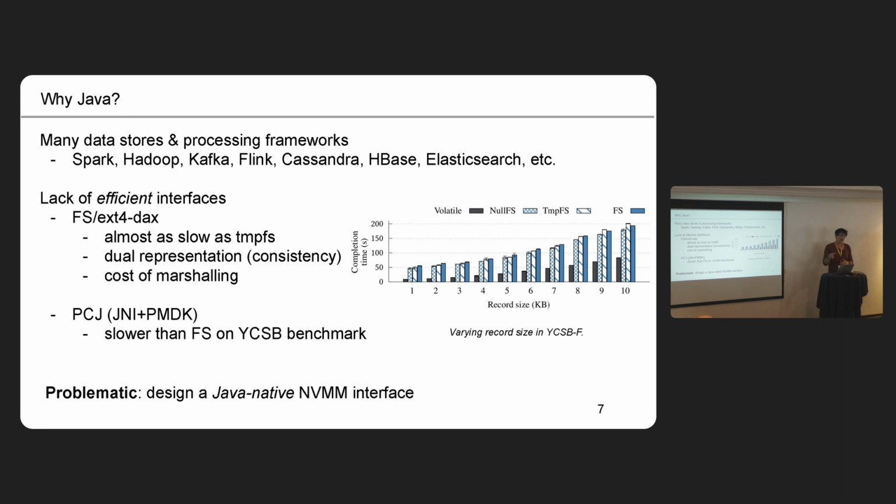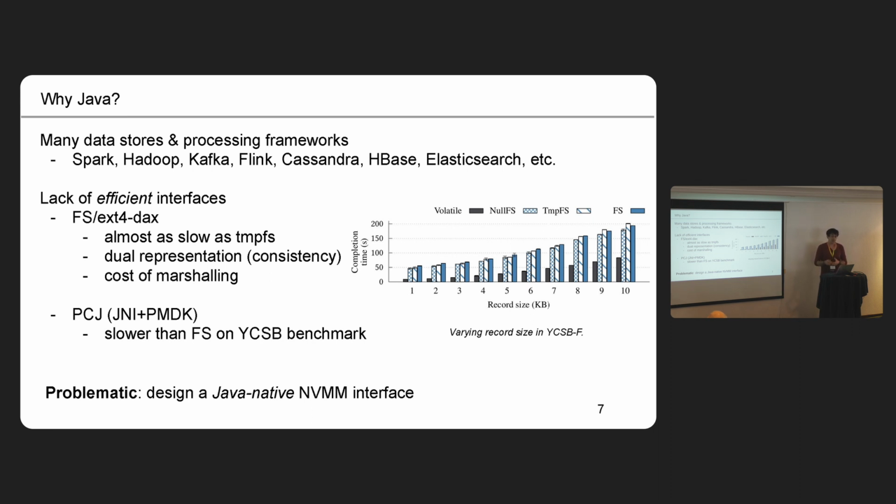And that's the performance of different implementations. So in black, you have the volatile implementation, and then you have three other implementations: TempFS, which is the file system atop the volatile memory, and then you have NullFS and FS. FS is a file system on top of SSD, and NullFS is just a black hole. That is, you do not do anything like storing actual data. You just throw away the data.